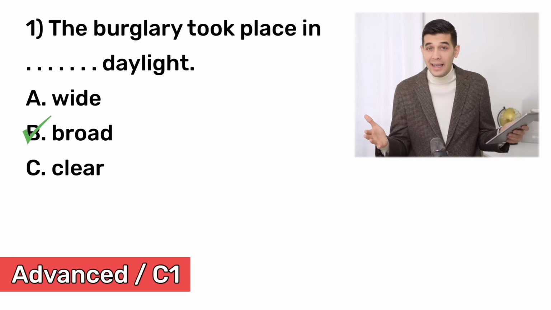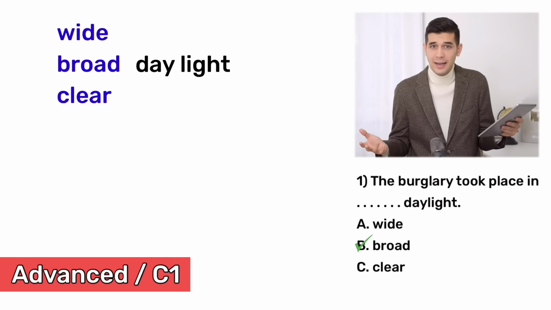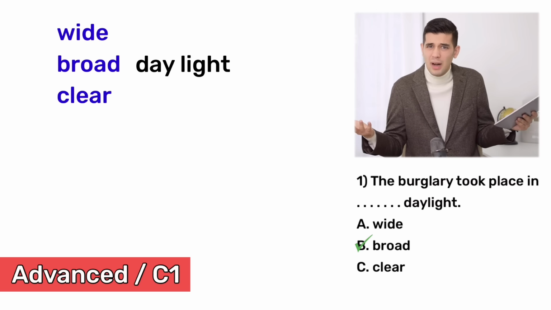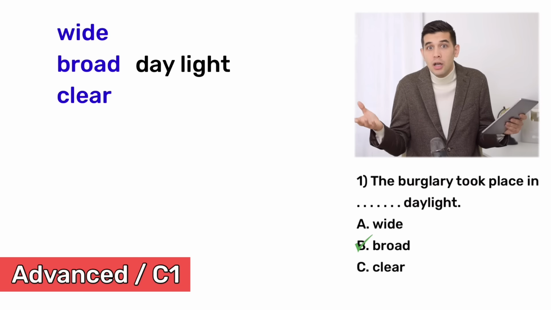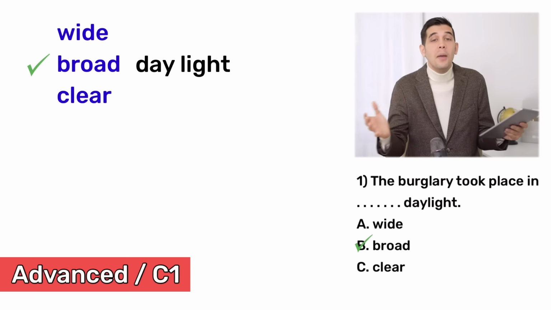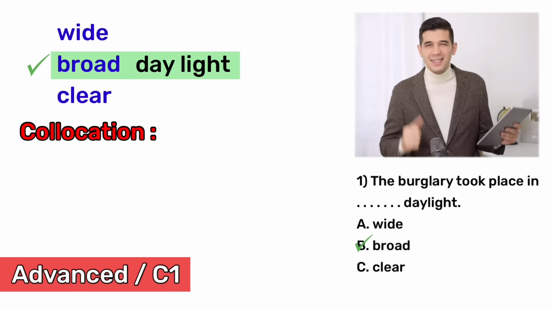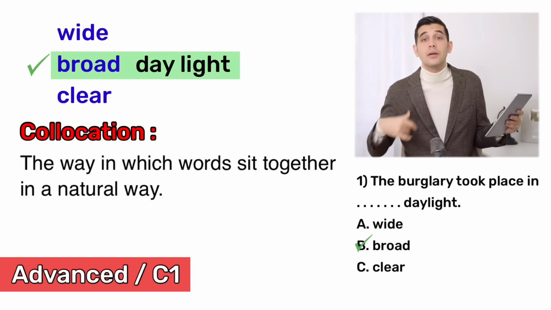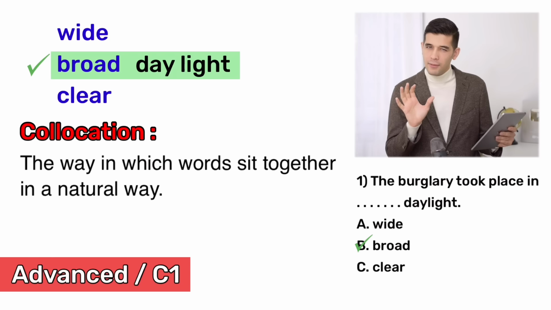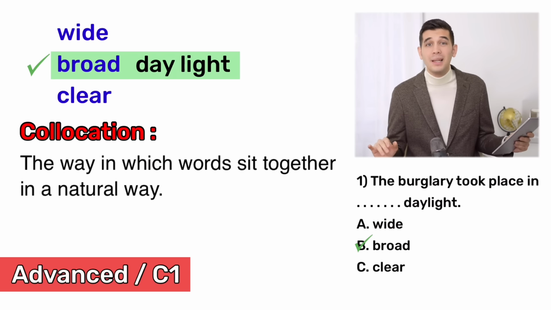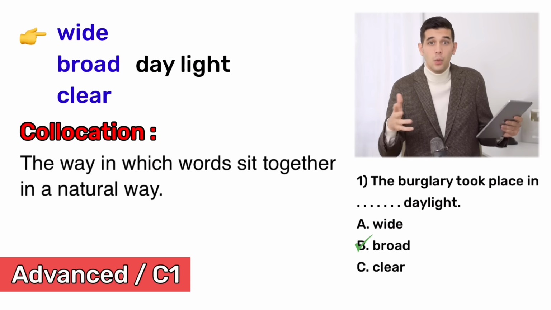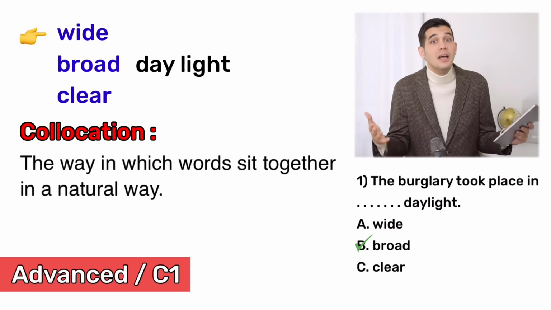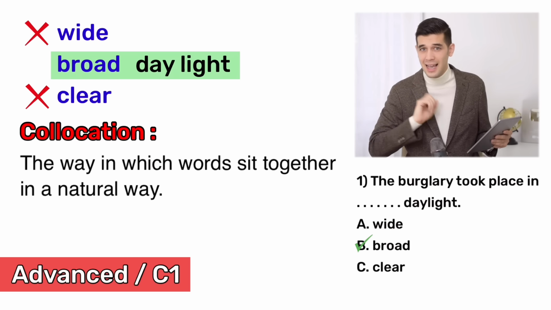Broad daylight, but why? All the 3 options make sense, right? A daylight can be broad, it can be wide, because wide and broad are synonymous, right? And it can also be clear. But why only broad? Because it is a collocation. What is a collocation? Collocations are the way in which words sit together in a natural way. So if you say broad daylight, it makes complete sense and it sounds natural. But if you say wide daylight, it's weird. It sounds incorrect, and it is incorrect because it is not the right collocation, broad daylight.